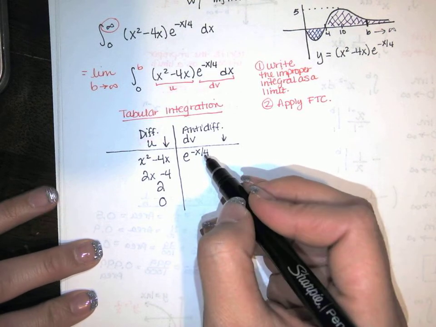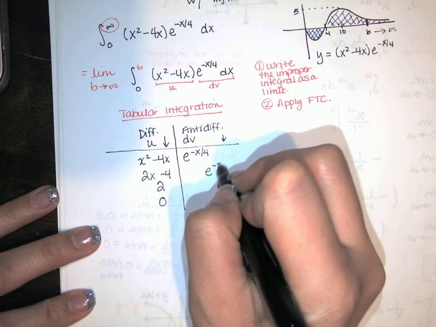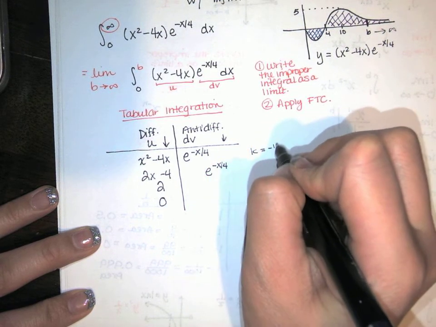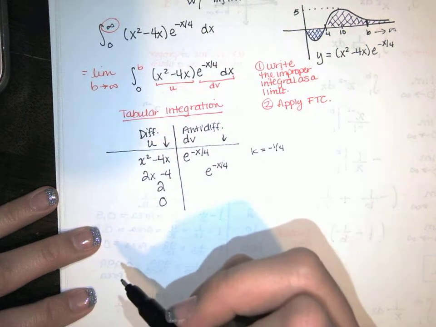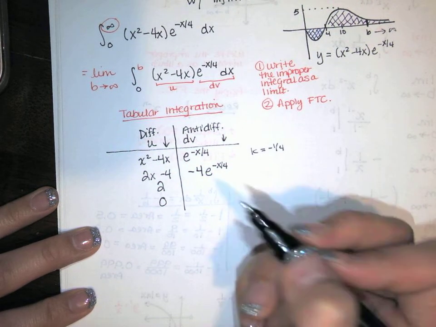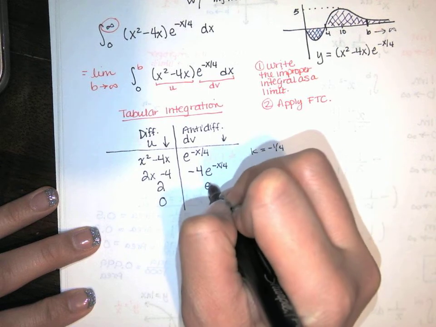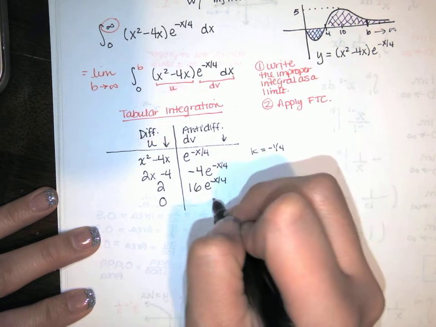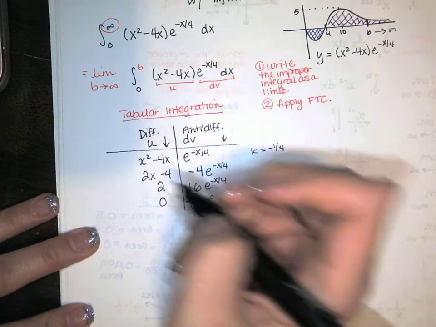So I anti-differentiate this. The antiderivative of e to the kx is e to the kx, we have to divide by the k, and k is negative 1/4. So we're dividing by negative 1/4. It's multiplying by the reciprocal because it's a fraction. So we're going to multiply by negative 4. So every time we anti-differentiate, we're going to multiply by negative 4 every time. Just keep doing that. So we multiply by negative 4 again, and we get 16. And we multiply by negative 4 again, and we get negative 64.